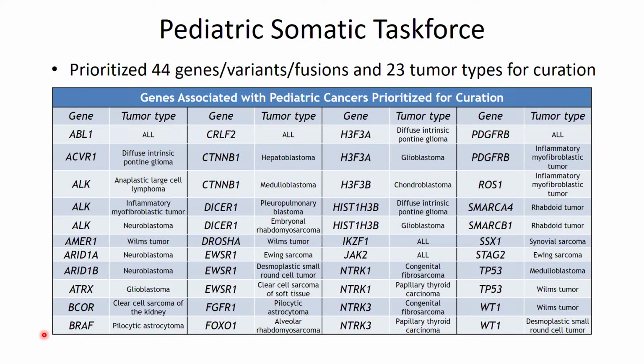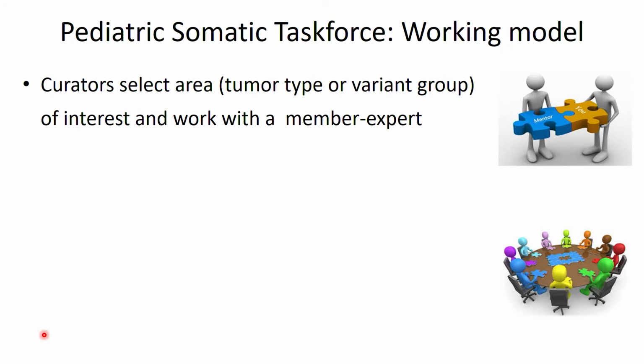One of the early tasks was to prioritize the genes and variants for curation. So we prioritized so far 44 genes and variants from 23 different tumor types for curation. And then this is our working model. We try to ask curators to select a tumor type or variant or gene that they're particularly interested in, and we try to pair our curators with expert members who then help to guide curators in their curation efforts.